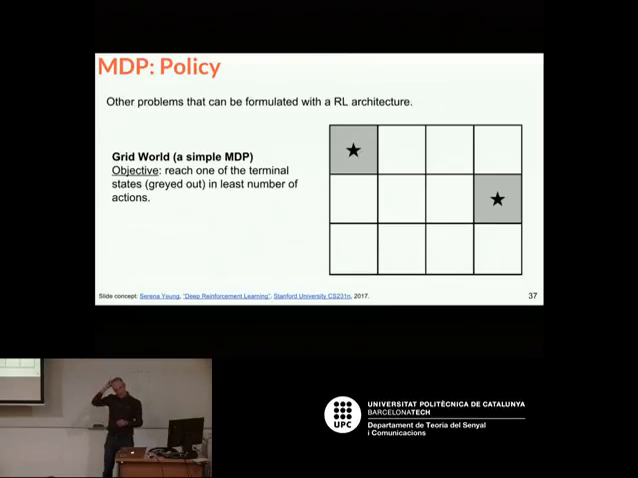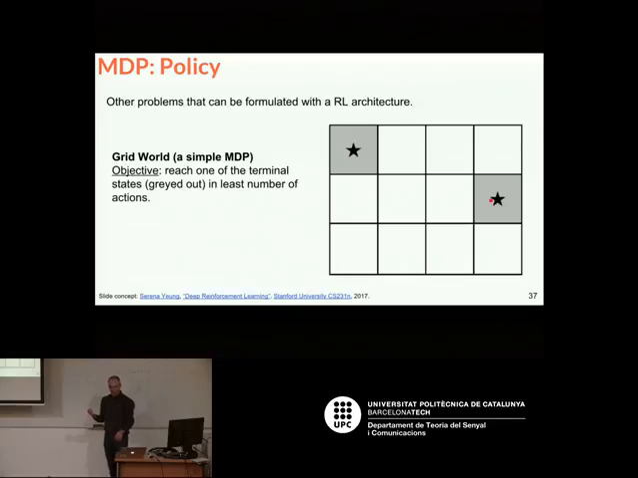There's this problem, which is also very classic in reinforcement learning, called the grid world. It will allow me just to explain a little bit about states and actions. It's just an intermediate step before going forward with the formulas. In this grid world problem, the goal is to reach one of the terminal states, the ones with the star, in the least number of actions.